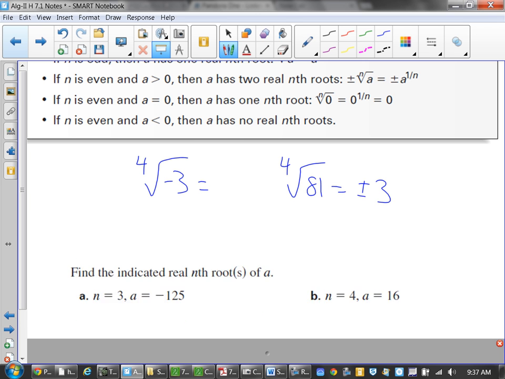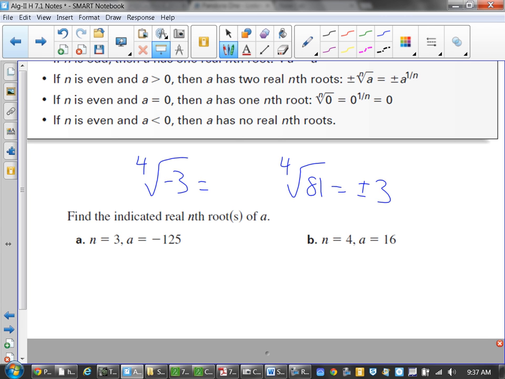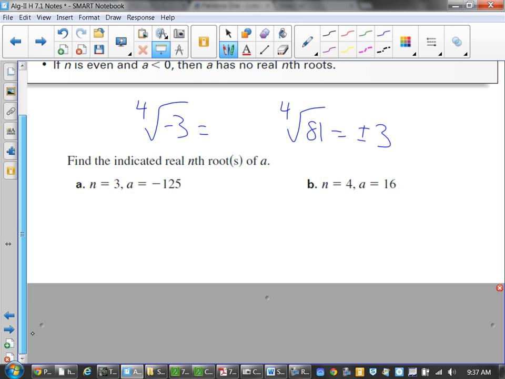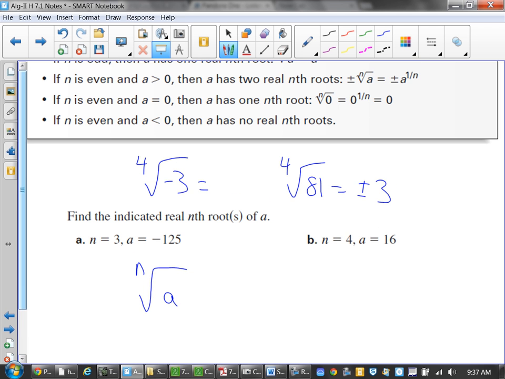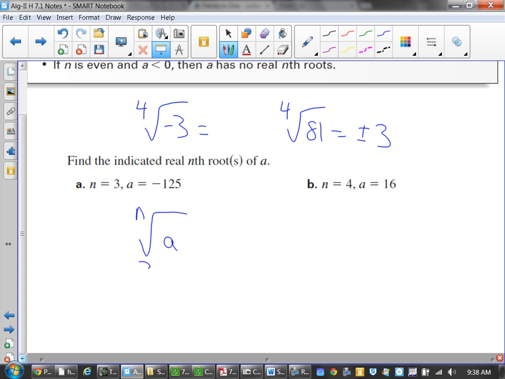Then they're going to ask you what is the nth root of some value. It's just writing it out differently. The way that we're going to write these out is this generic form. The nth root is what goes in front of the radical. That tells you whether it's 4 numbers being multiplied together, 5 numbers, 3 numbers, 2 numbers, whatever. And then they're going to give you some value. So this is asking you, what is the cube root of negative 125?